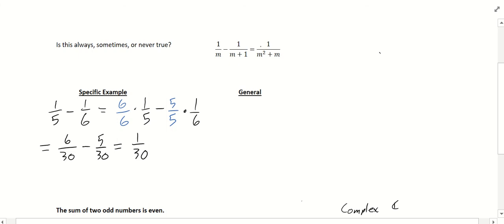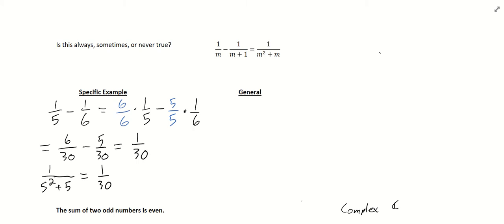If I do the same thing with the right-hand side, it's 1/5 squared plus 5. It's 1/30. I just picked 5 randomly, by the way, so you could pick any number you want. But this shows me that the statement up at the top is true for the specific case where m equals 5. Now, really, that doesn't tell me a whole lot.